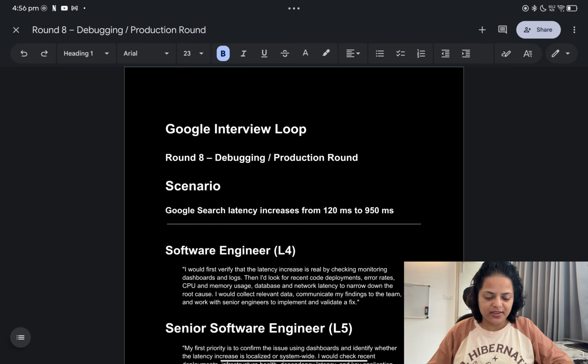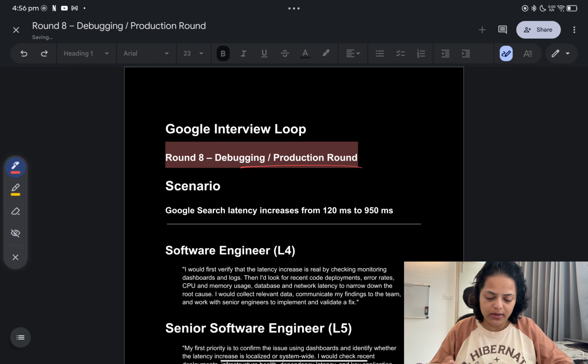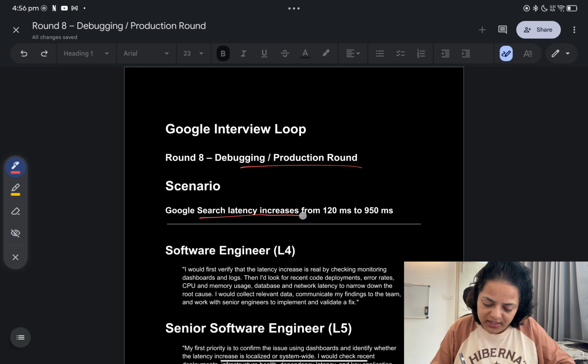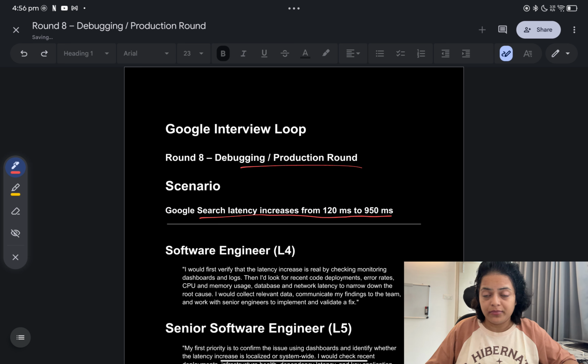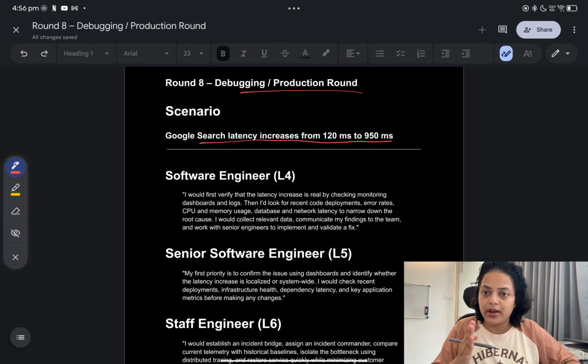Hey guys, let's discuss a new round from the Google interview loop, which is round 8, the debugging and production round. The scenario given to you is: Google search latency increases from 120 milliseconds to 950 milliseconds. How will you find the root cause, how will you handle the situation, and how will you resolve it? We will see three roles here: L4, L5 and L6.